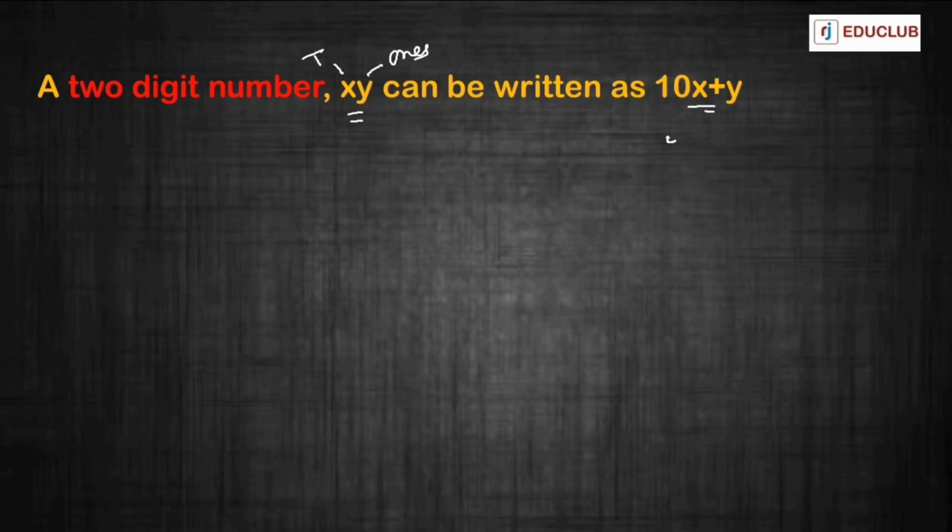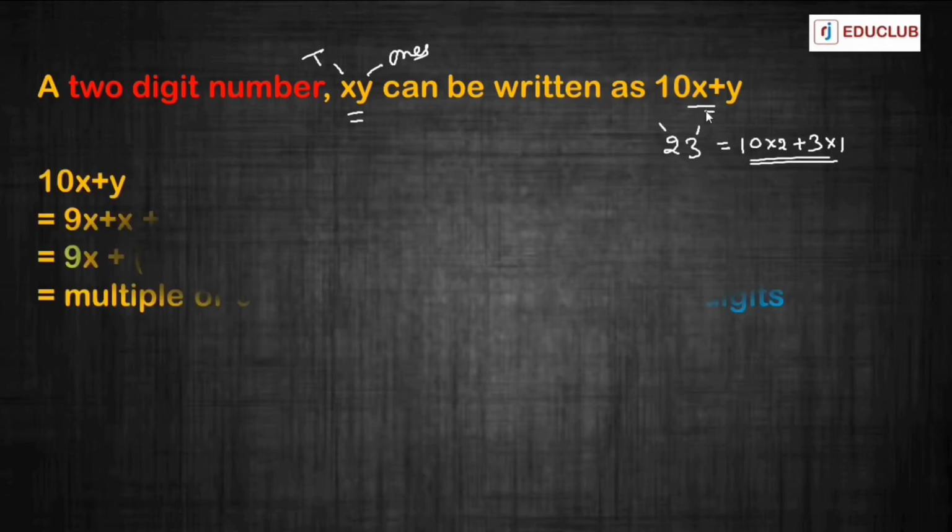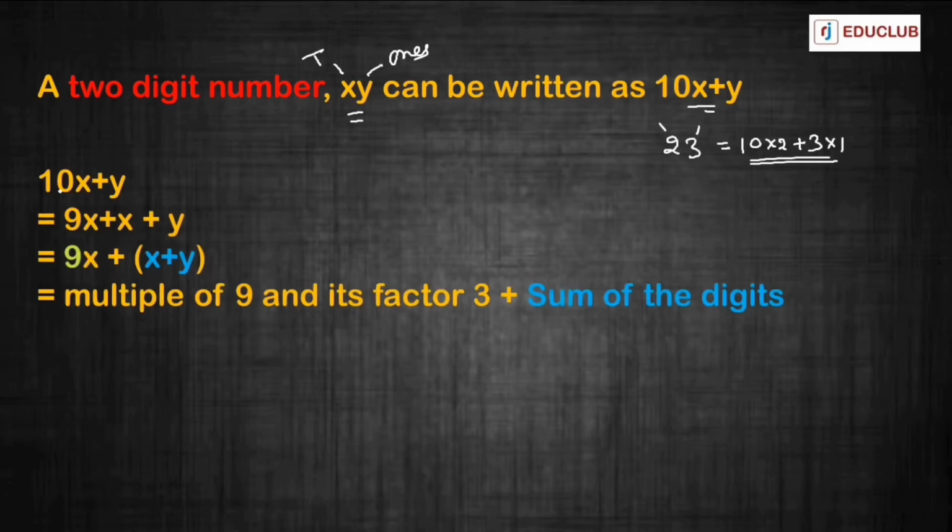Let's take one example, 23. This is the tens place, this is the units place. So we write it in expanded form as 10 into 2 plus 3. This is the tens place, so 10 into 2. 3 is at the units place, so 3 into 1. So we can write it as 10 into 2 plus 3. Similarly, xy can be written as 10x plus y.